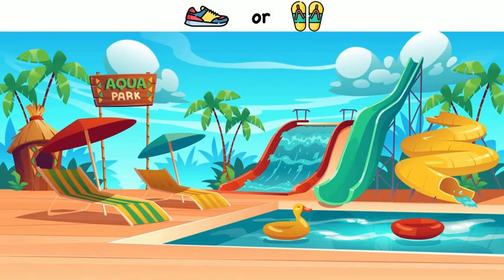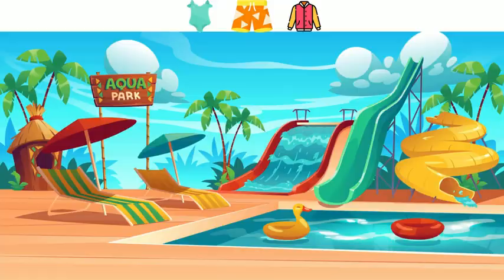All right, next question. Ooh, look at this fun water park. If you were going to go here, would you prefer to wear on your feet, jute or chappal? What does jute mean? Shoes. And what does chappal mean? Slippers or flip-flops. So what would you wear, jute or chappal? Probably chappal, right? And again, if you're at this water park, what would you wear? Would you wear a swimsuit or a jacket? Swimsuit, right? That's an easy one.